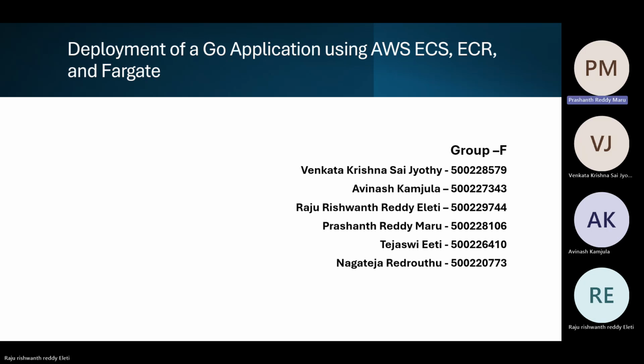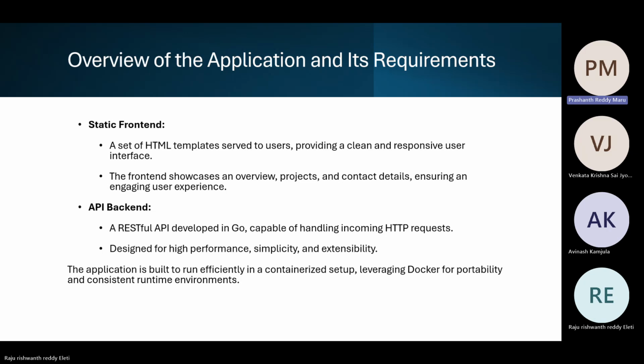Hi everyone. So here we are going to present a small presentation on the deployment of a Go application using AWS ECS, which is Elastic Container Service, ECR, Elastic Container Registry, and Fargate. We are going to deploy a small application in Go.